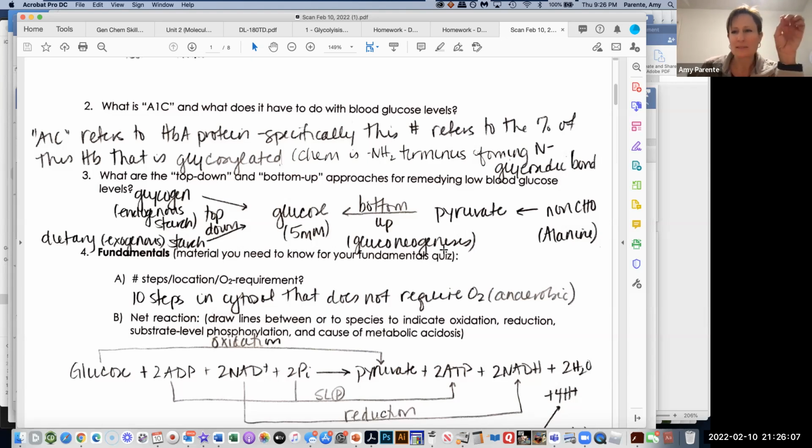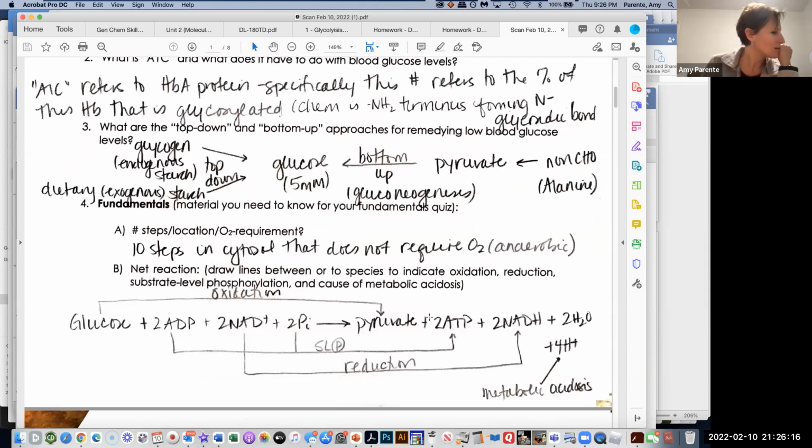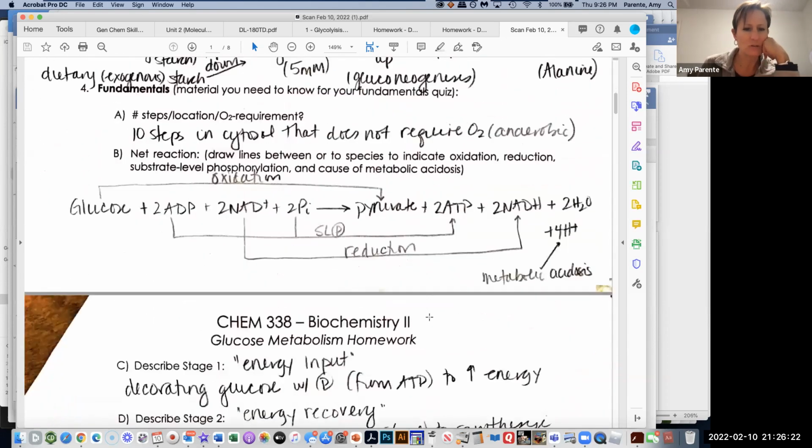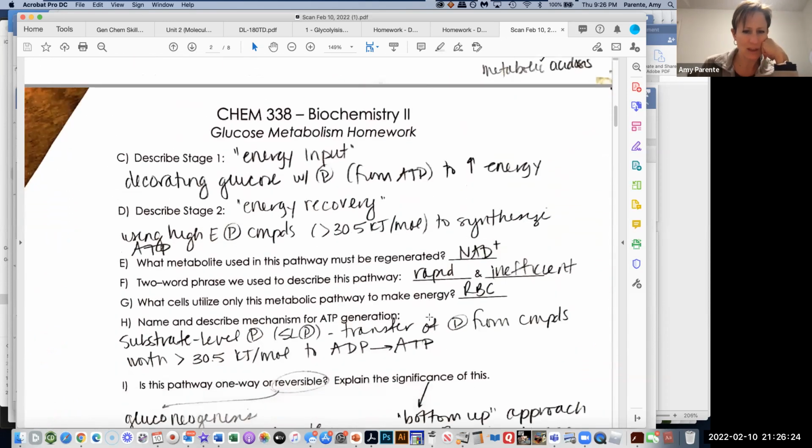Okay. And please, because I can't see you guys too well, just unmute yourself if you want me to explain a little bit more. I'm not going to go through the fundamental stuff because I think you guys know what you need to know for that. And you took a quiz on it. So I'm going to skip through that.